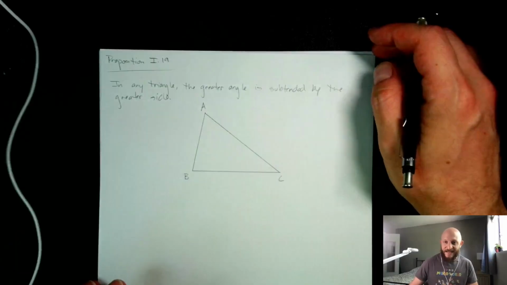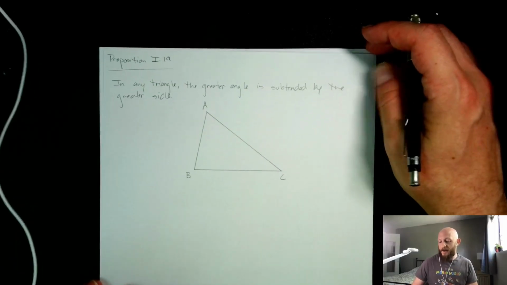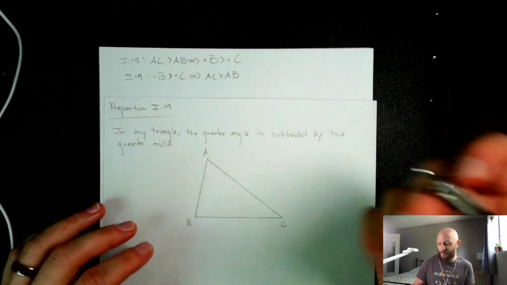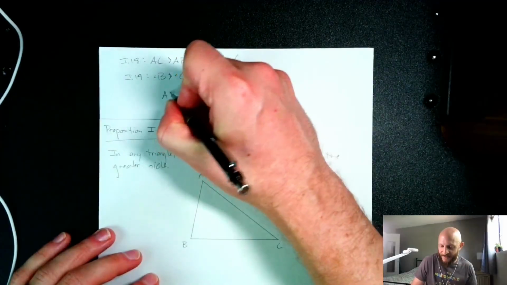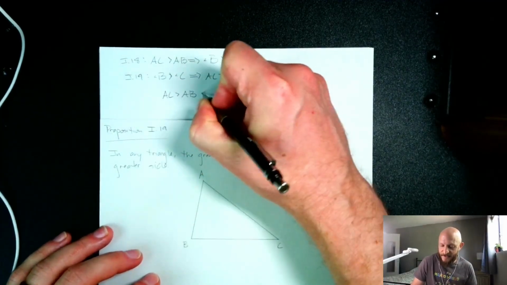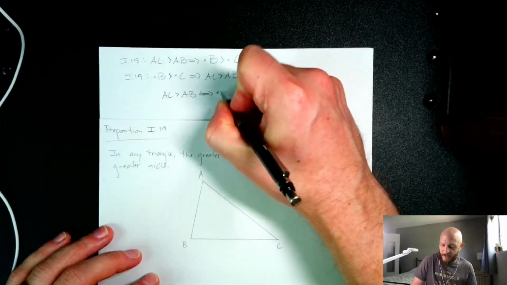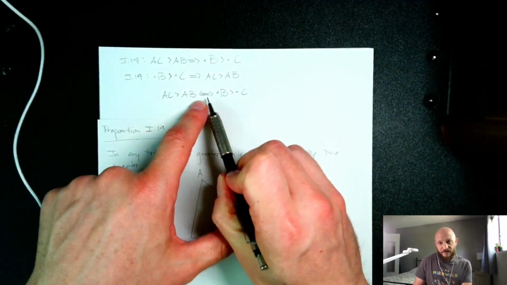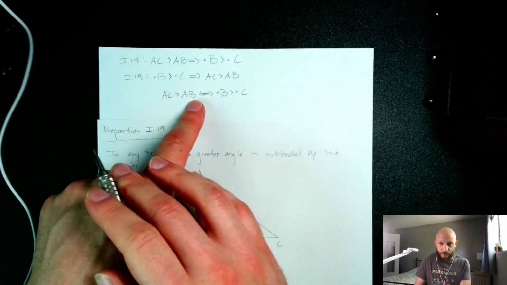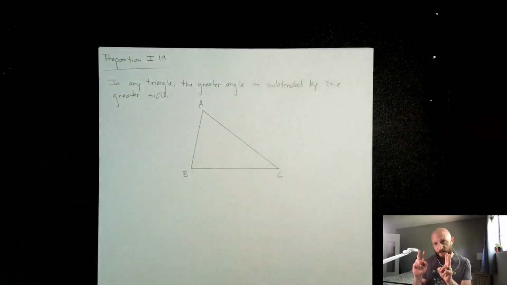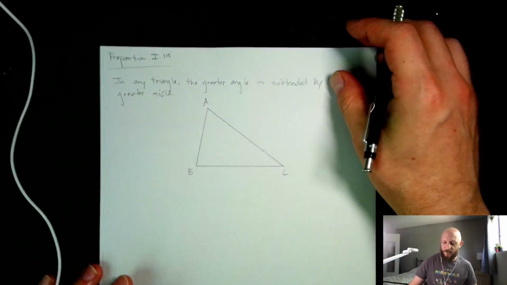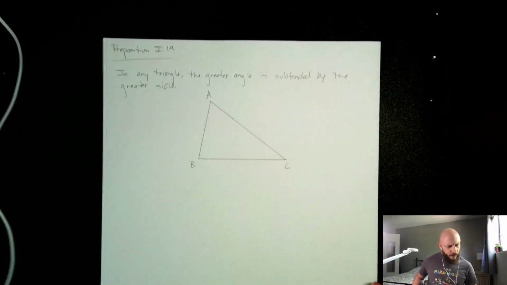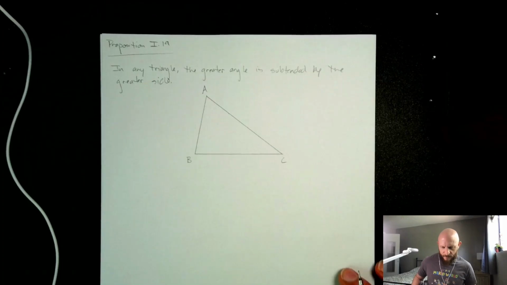So when you have a biconditional like this, 18 and 19 could be combined into an if and only if statement that says something like AC is greater than AB if and only if angle B is greater than angle C. But when you have a bidirectional statement like this, you have to prove both directions. So now we're proving the reverse direction. All right. So how does it work?